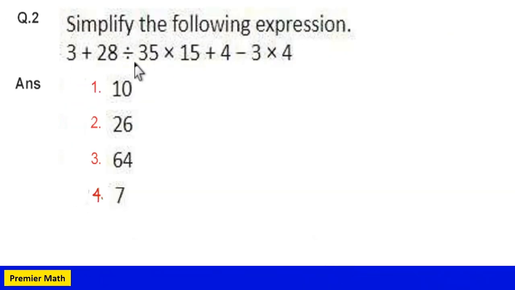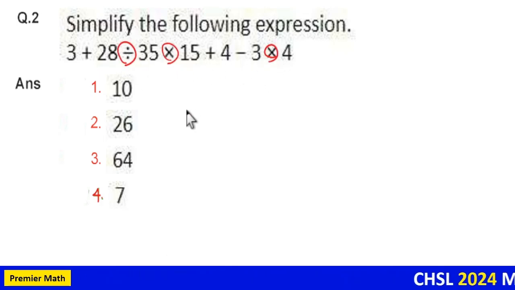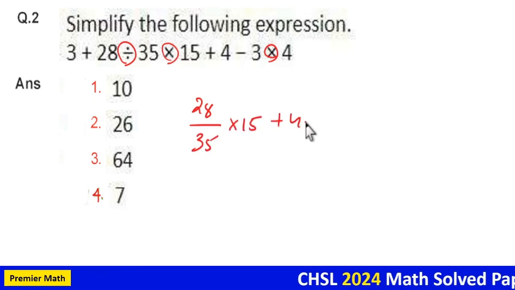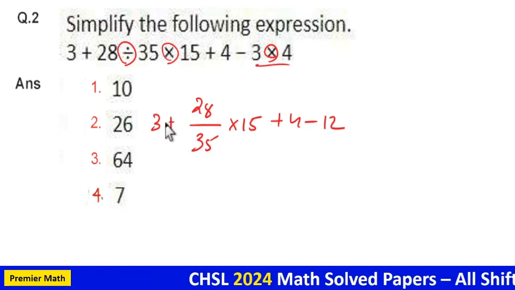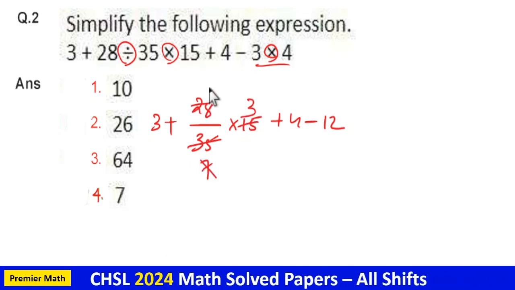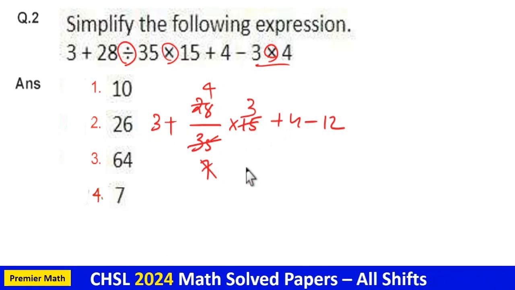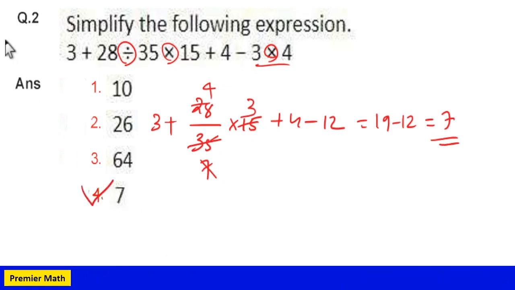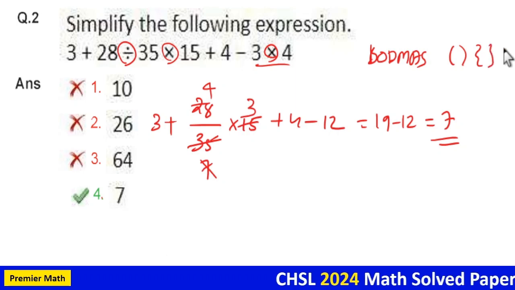Simplify the following expression. Here use the BODMAS rule, that is division first, then multiplication. So 28 by 35 into 15 plus 4 minus 3 into 4 is 12. Here 5 goes 7 times in 35, 5 goes 3 times in 15, 7 goes 4 times in 28. So 4 into 3 is 12, 12 plus 4 is 16, 16 plus 3 is 19. So 19 minus 12 is equal to 7. Option 4 is your answer. Use the BODMAS rule. Here bracket order is this one.